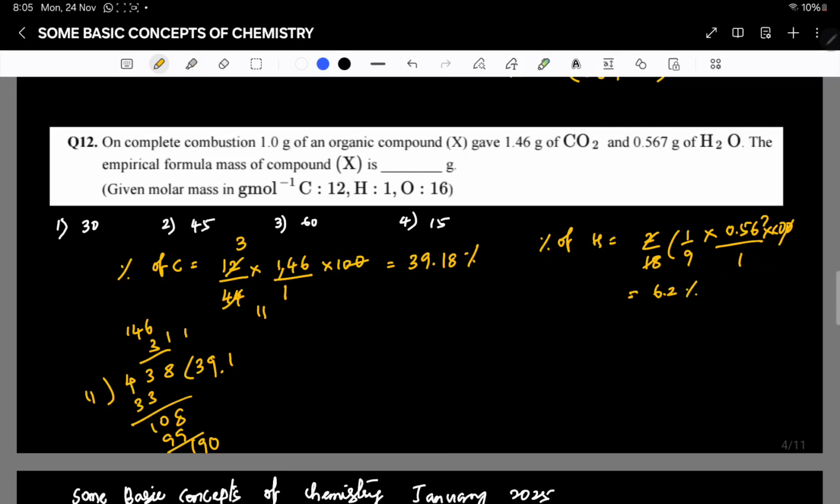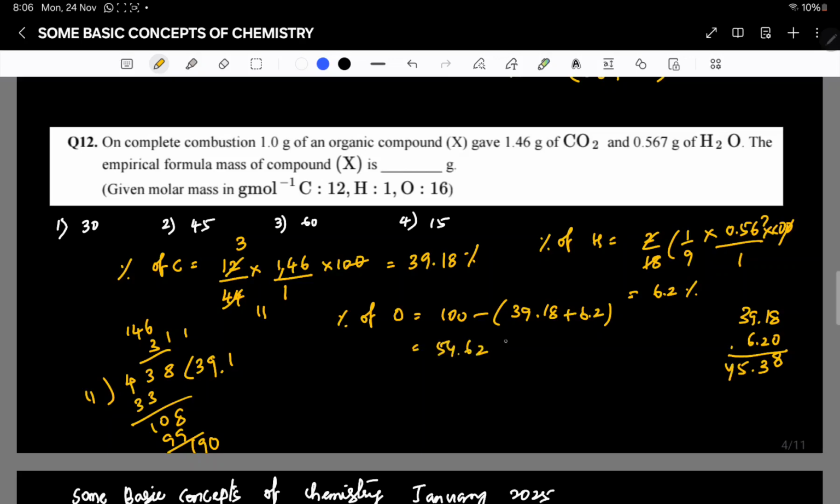So then the total percentage is not equal to 100. Then we will go with the percentage of oxygen also present. So percentage of oxygen is equal to student 100 minus 39.18 plus 6.2. So 39.18 plus 6.20 we will take. This will be 8, this will be 3, 5. So 45.38. So 100 minus 45.38 means student this will be 54.62 percentage.